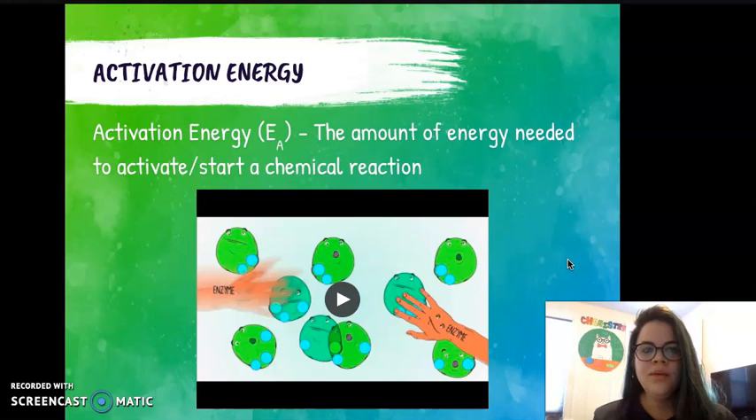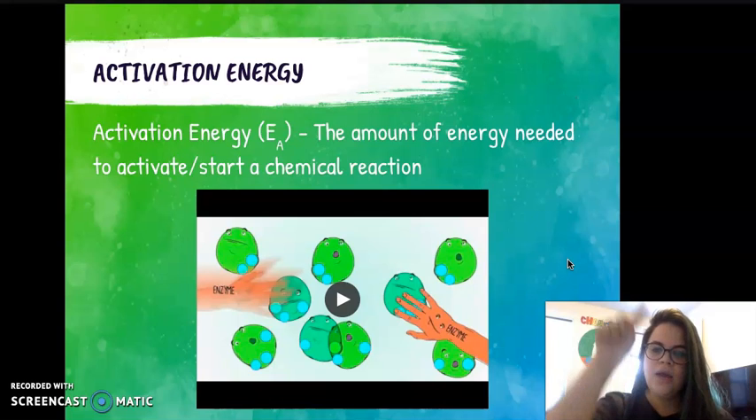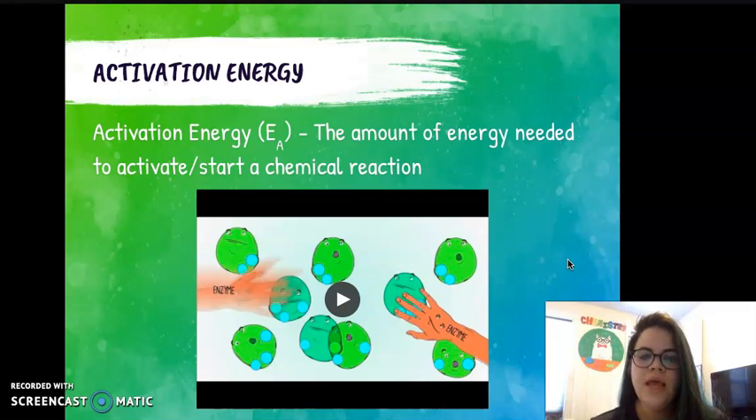So now what we're going to talk about is the curve on the top of the potential energy diagrams. We know about the beginning, the end, and the in-between, but now we're going to talk about that top portion. And this is representing something called activation energy, or the energy needed to activate or start a chemical reaction.